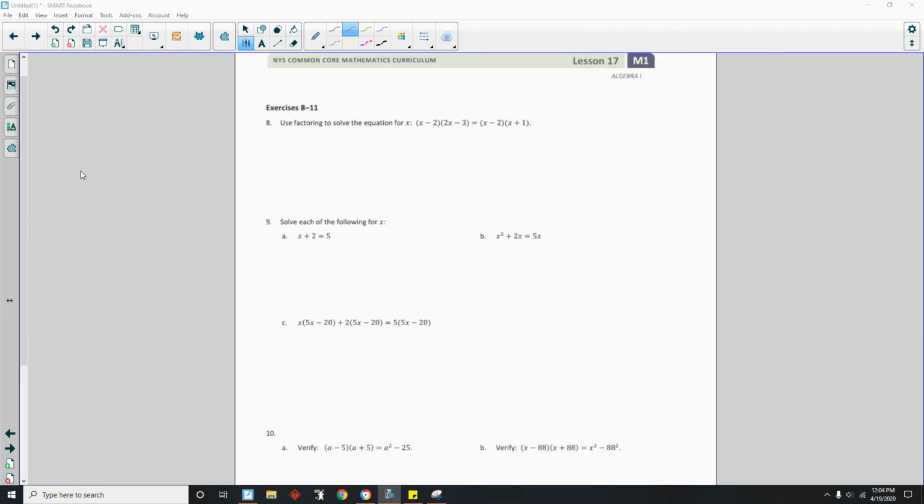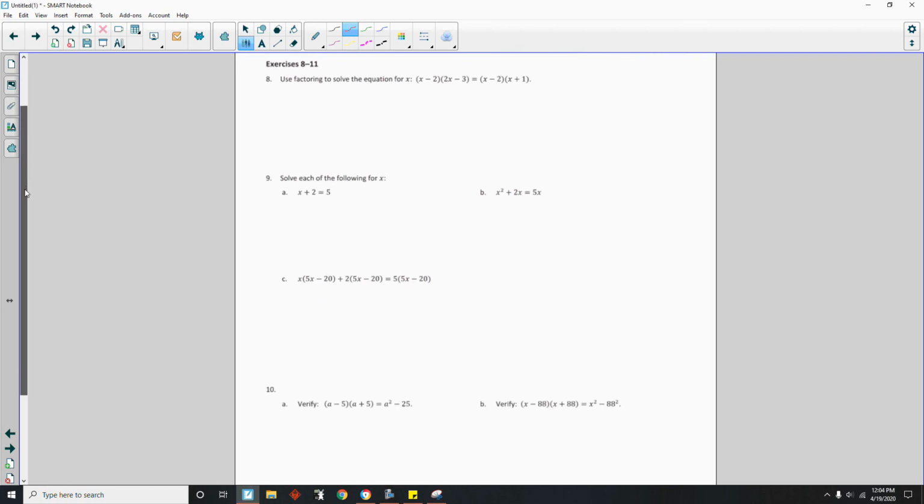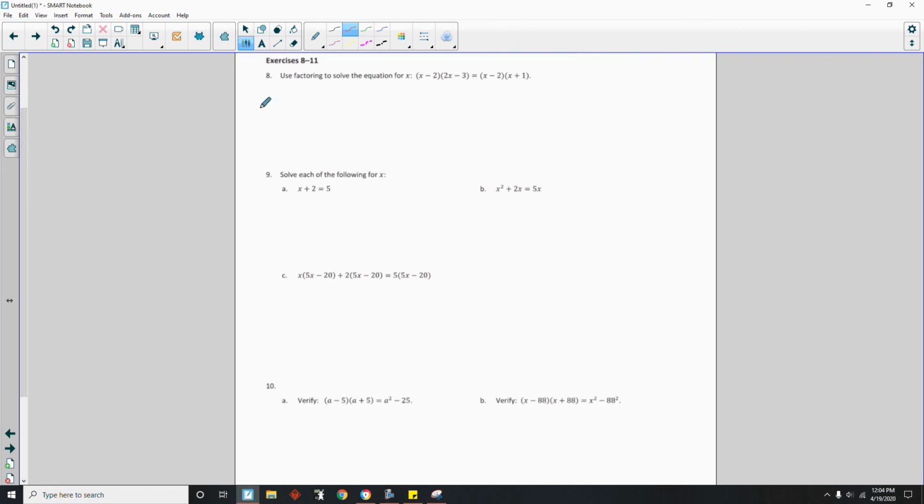Okay, page 4 brings us to exercises 8 through 11. So again, these are exercises. Pause the video, see if you can do them, and then come back and see how you did. Okay, here we go. It says use factoring to solve this equation. So again, we're going to move everything over to one side, set it equal to 0. So it's going to look like x minus 2 times 2x minus 3 minus x minus 2 times x plus 1 equals 0.